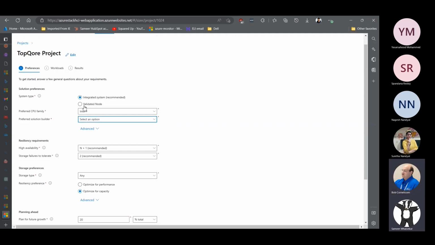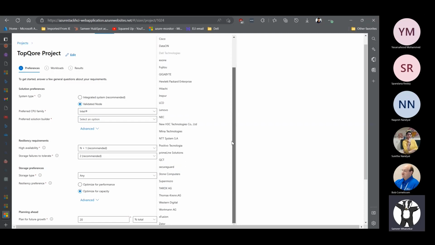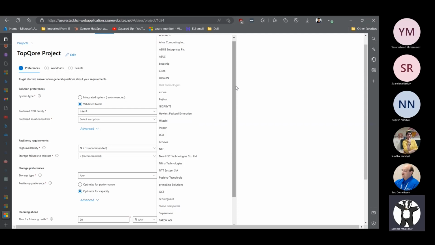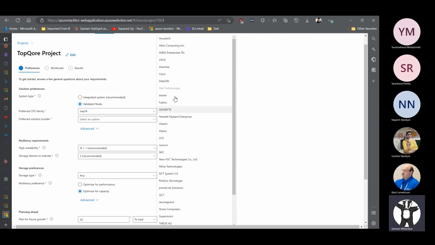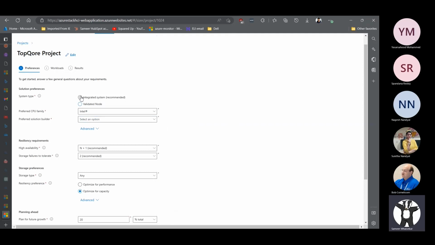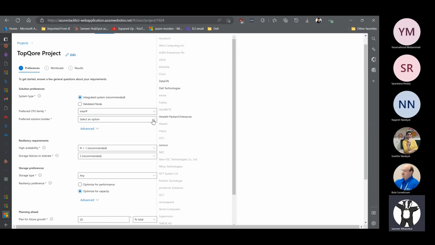So if I choose validated node and then hit on this, now you'll see there's a lot more options, but these are validated systems. These are not integrated systems. So Dell, for example, does not provide validated system at all. They only provide you integrated ones. So everything here is lit up, just other than Dell Technologies. So let's go back to integrated system because that is what we want.